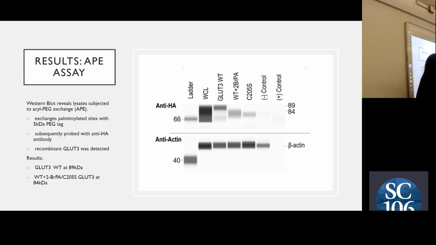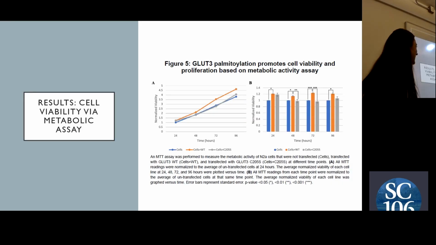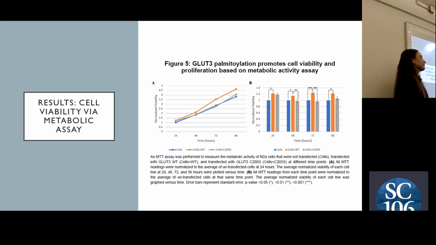This is against the cells with the polymethylation inhibitor and the cysteine that was mutated to a serine. So these cells are no longer able to be polymethylated, and we see roughly a 5 kilodalton difference from 89 to 84 kilodaltons, again supporting our hypothesis that GLUT3 is polymethylated. So we're really excited about that. So now that we've supported our hypothesis that GLUT3 is polymethylated at this site, we wanted to determine what does it regulate, why do we care?